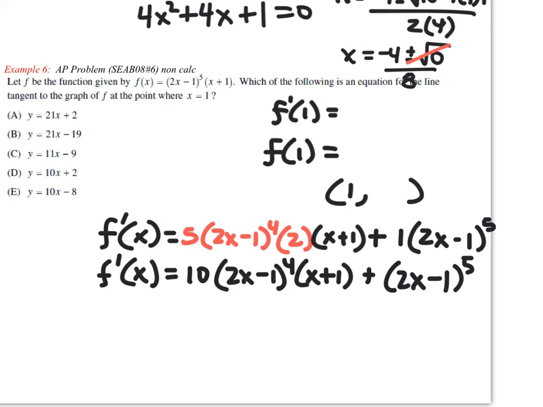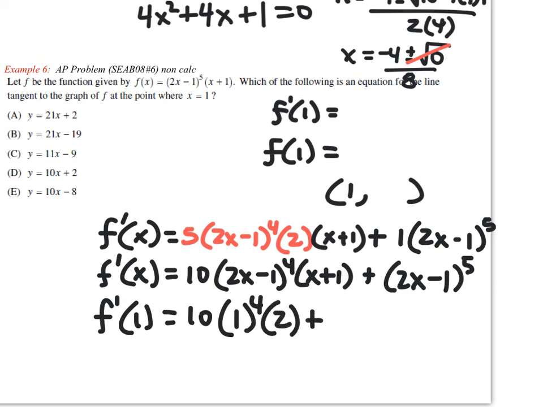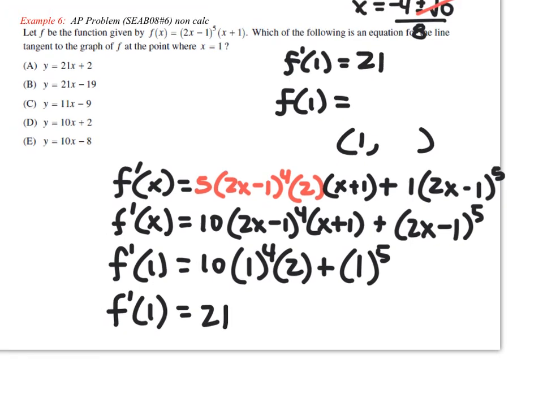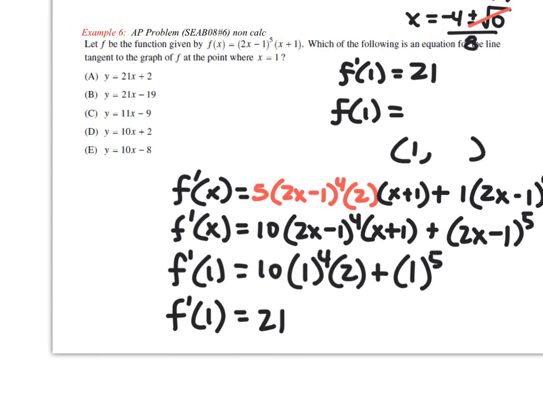So now I'm going to find f prime of 1. That'll be 10 times 1 to the 4th times 2 plus looks like 1 to the 5th. So f prime of 1 would equal, that's 10 times 2, which is 20, plus 1, which is 21. So I know my slope of my graph will be 21. That eliminates a number of options. So now I'm down to A and B.